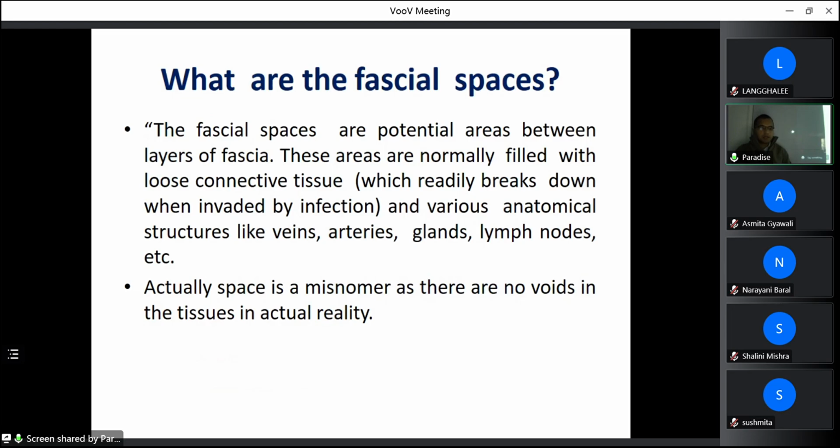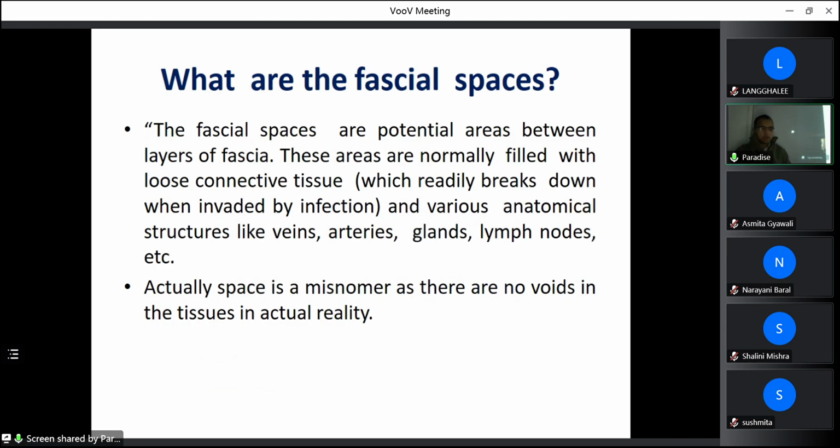Between the layers of fascia, these spaces are normally filled with loose connective tissue, which readily breaks down when invaded by infection, and various anatomical structures like veins, arteries, glands, lymph nodes, etc. Actually, the space is a misnomer as there are no voids in the tissue in actual reality.